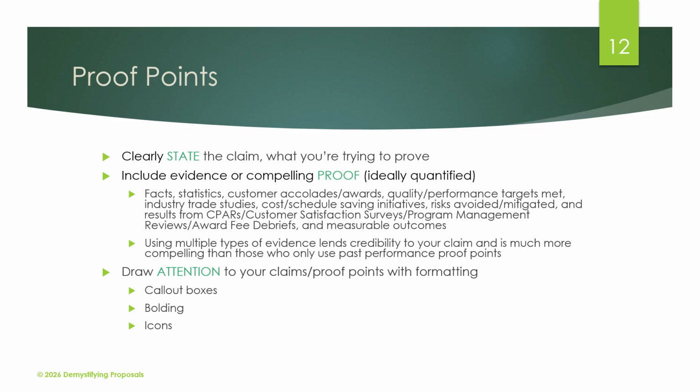And then you want to draw attention to your proof points, perhaps with formatting. Sometimes it's call out boxes, sometimes it's bolding. Sometimes if you have space in a proposal and it's not against the rules of the proposal, you can use icons. So maybe you create a set of icons for a particular past performance that you're using as proof points consistently. And then you use that icon consistently throughout your proposal. Or sometimes you just have an icon that says, hey, government, this is a proof point. So think about that kind of thing if you have the space and again, if it's not against the proposal instructions.